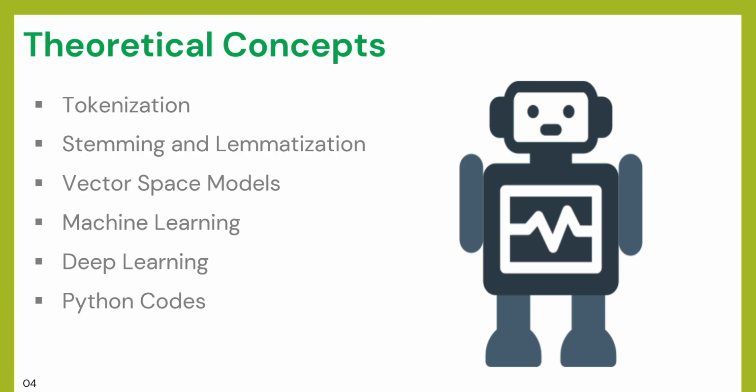Vector space models mean representing text as vectors in a high-dimensional space to enable mathematical operations. Machine learning enables using algorithms such as supervised and unsupervised learning to train models on labeled and unlabeled data. Deep learning involves using neural networks to learn complex patterns in text data. So by understanding these theoretical concepts and using the simplest Python codes for hands-on projects, developers can build a range of NLP applications from chatbots and language translation to sentiment analysis and text classification tools.